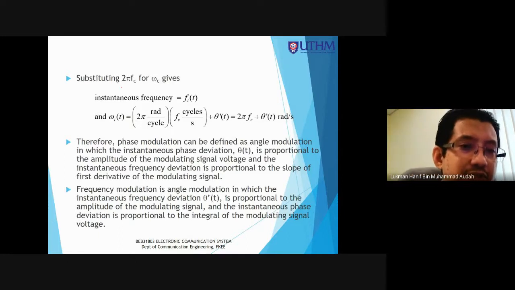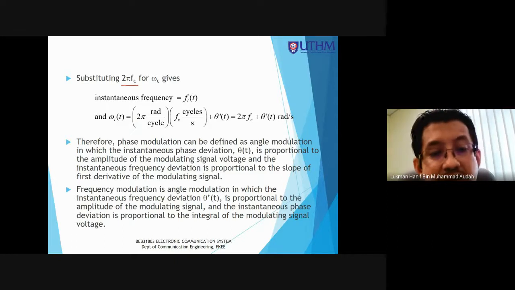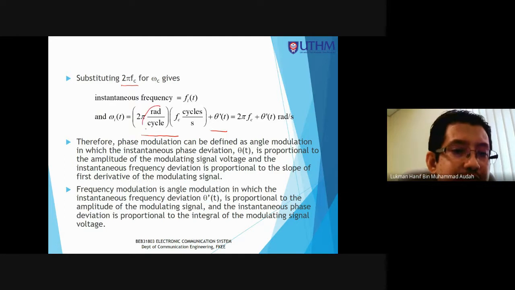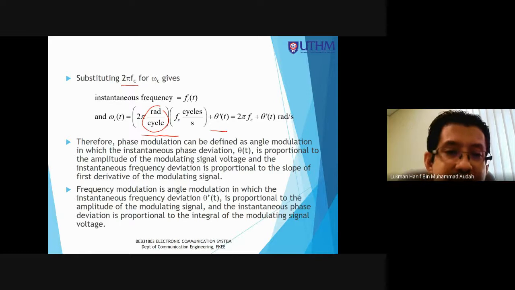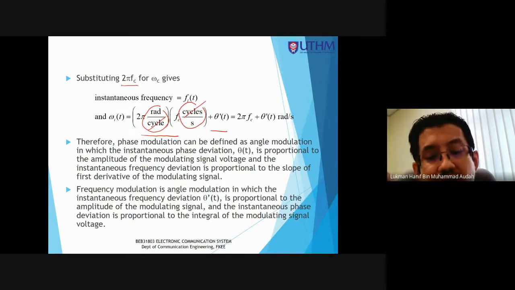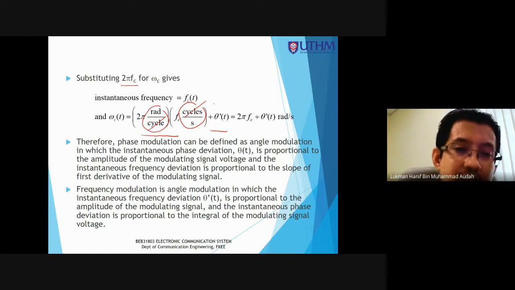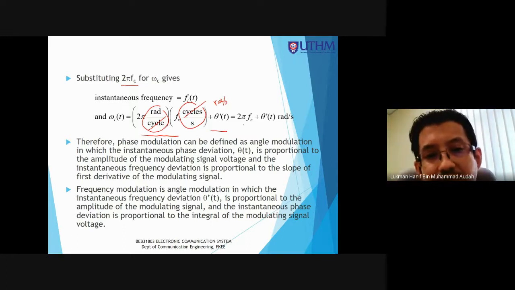So substituting 2 pi fct for omega c. So of course dia tukar kepada omega kepada 2 pi f. Okay, so this is 2 pi f plus theta prime t. 2 pi, the unit is radian per cycle. You multiply with fc, the frequency, which is cycle per second. So you can cancel out cycle, so that's why the unit is radian per second. Theta prime t also radian per second. So that's why you get radian per second.